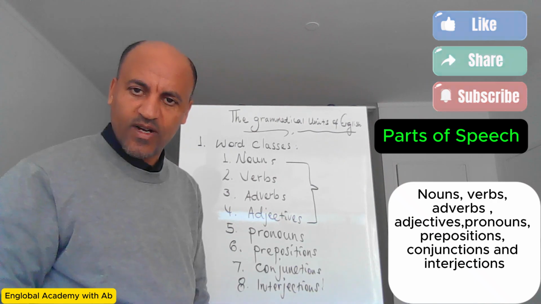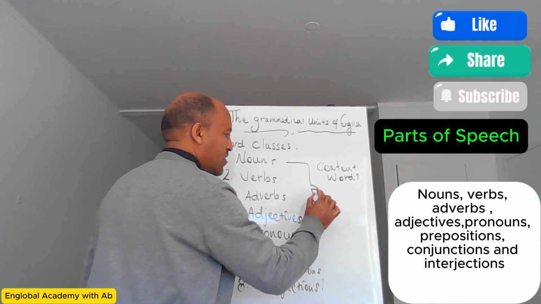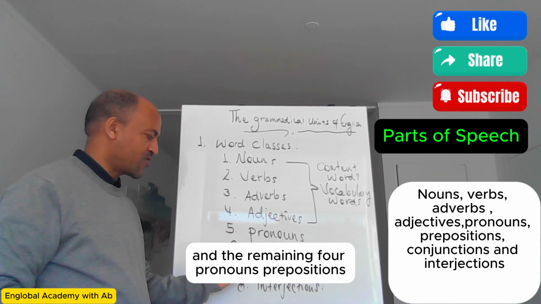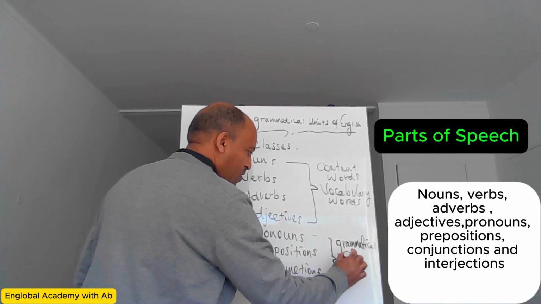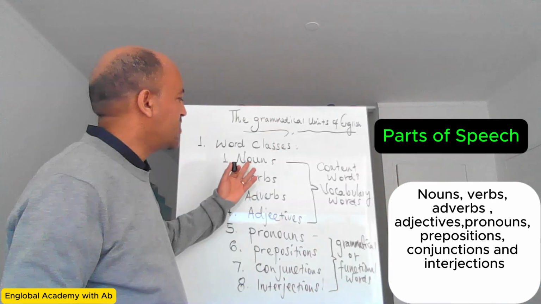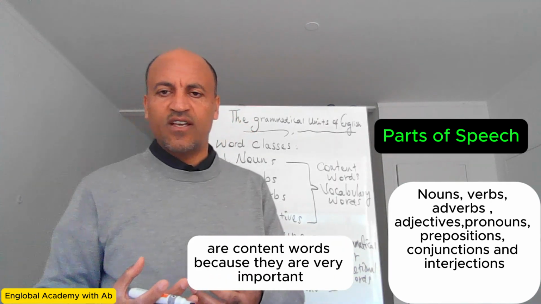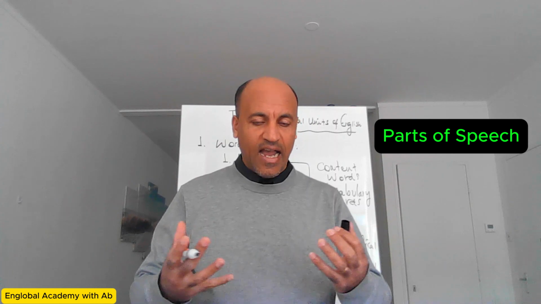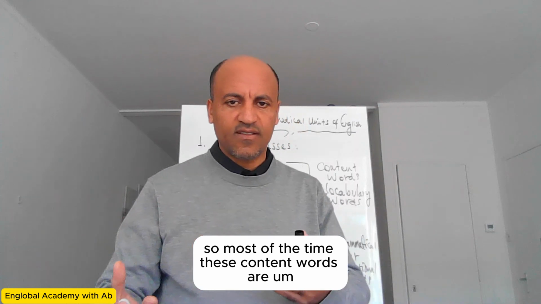The first 4 word classes are content words or vocabulary words. And the remaining 4, pronouns, prepositions, conjunctions, interjections, are grammatical or functional words. The first 4, nouns, verbs, adverbs, adjectives, are content words because they are very important and they carry the main idea of a sentence.